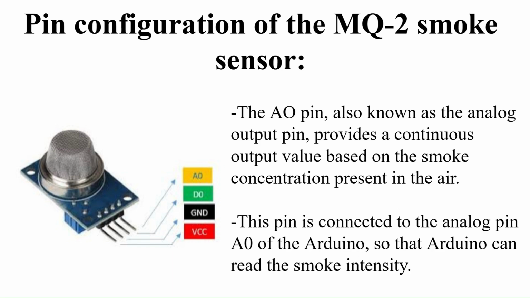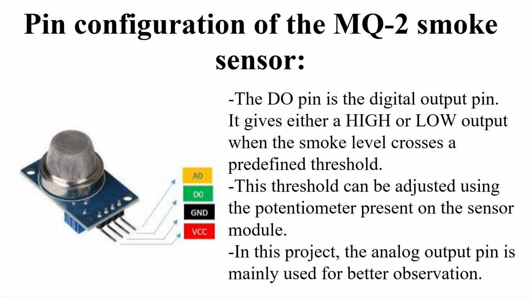The AO pin, also known as the analog output pin, provides a continuous output value based on the smoke concentration present in the air. This pin is connected to the analog pin A0 of the Arduino, so that Arduino can read the smoke intensity. The DO pin is the digital output pin. It gives either a high or low output when the smoke level crosses a predefined threshold. This threshold can be adjusted using the potentiometer present on the sensor module. In this project, the analog output pin is mainly used for better observation.